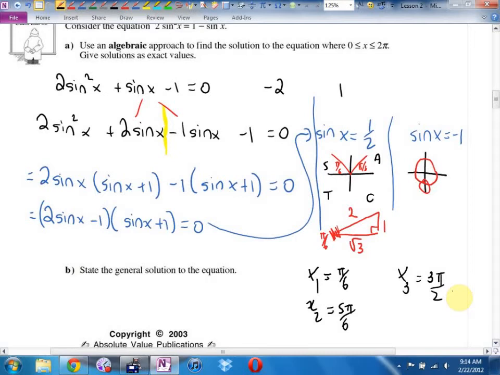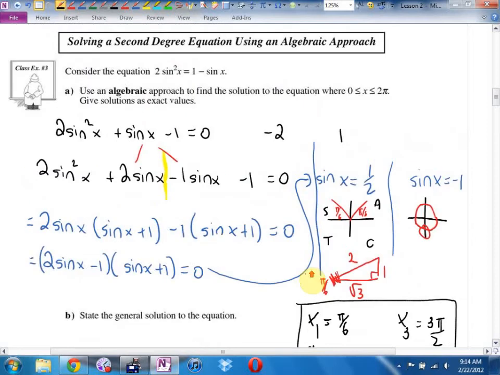Question, Roxanne? You good? Now, that's the answer to A. Roxanne, what does B want? General solution was just to add the period. Which trig function are we dealing with here? Did they put anything in front of the x to change the period at all anywhere in the equation? Anything right there? No. Anything right there? No. You know what the period then is going to be?